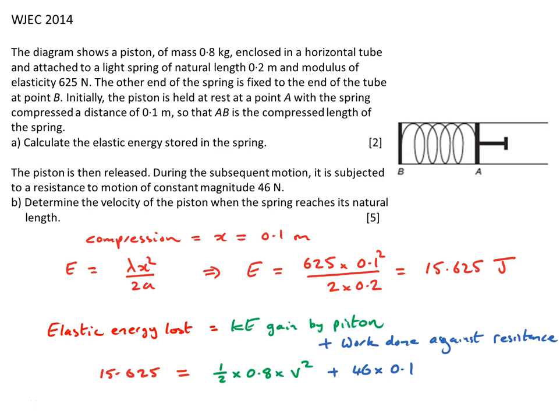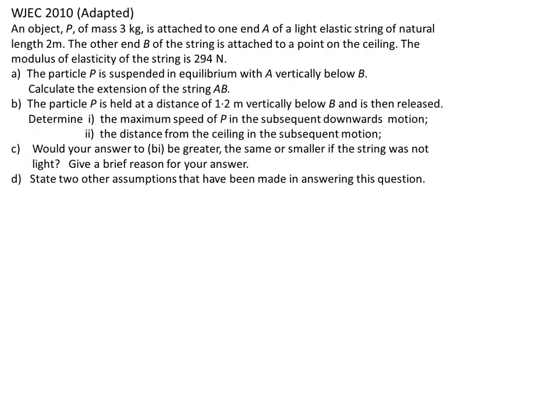Rearranging this equation, we get 11.025 is equal to 0.4 times v squared, and dividing by 0.4 will give me v squared is 27.5625, and then square rooting we obtain the speed of the piston as 5.25 meters per second. And we'll now move on to our final example.